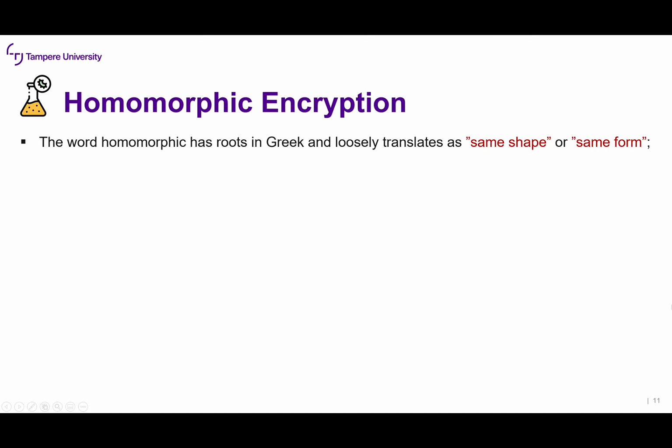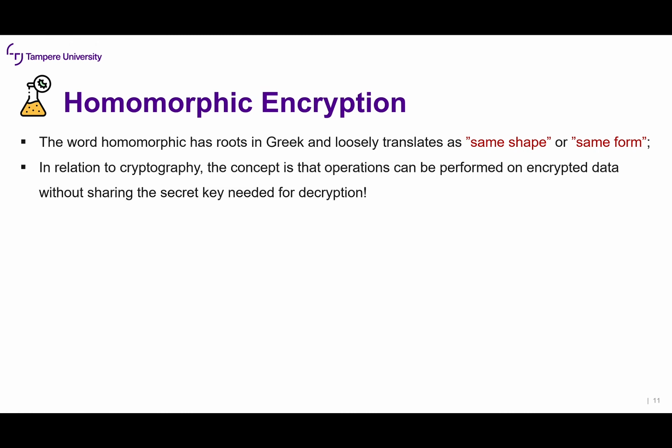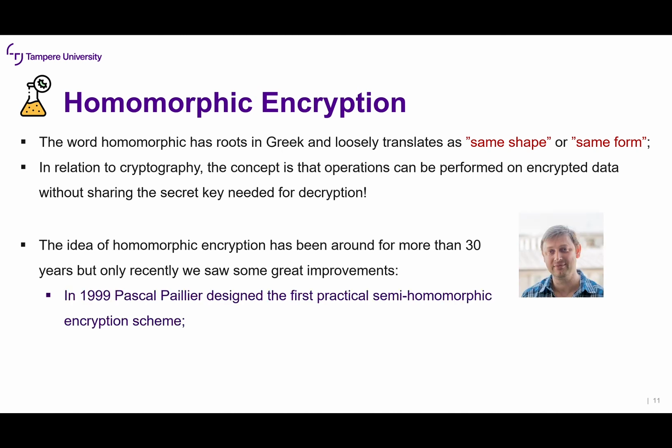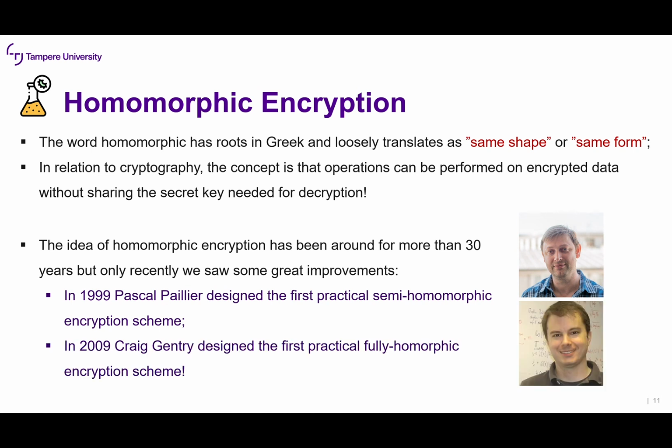The word homomorphic has roots in Greek and loosely translates as same shape or same form. In relation to cryptography, the concept is that operations can be performed on encrypted data without sharing the secret key needed for decryption. The idea of homomorphic encryption had been around for more than 30 years, but only recently we saw some great developments. In 1999, Pascal Paillier designed the first practical semi-homomorphic encryption scheme, while in 2009, Craig Gentry at IBM designed the first practical fully homomorphic encryption scheme.